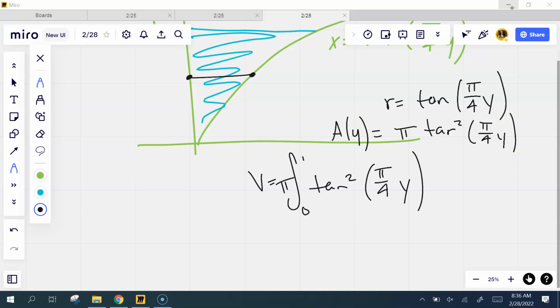Do we know the antiderivative of theta squared? I don't feel like we do. Why can't we look it up? No. We're going to use the calculator because it's a calculator problem.